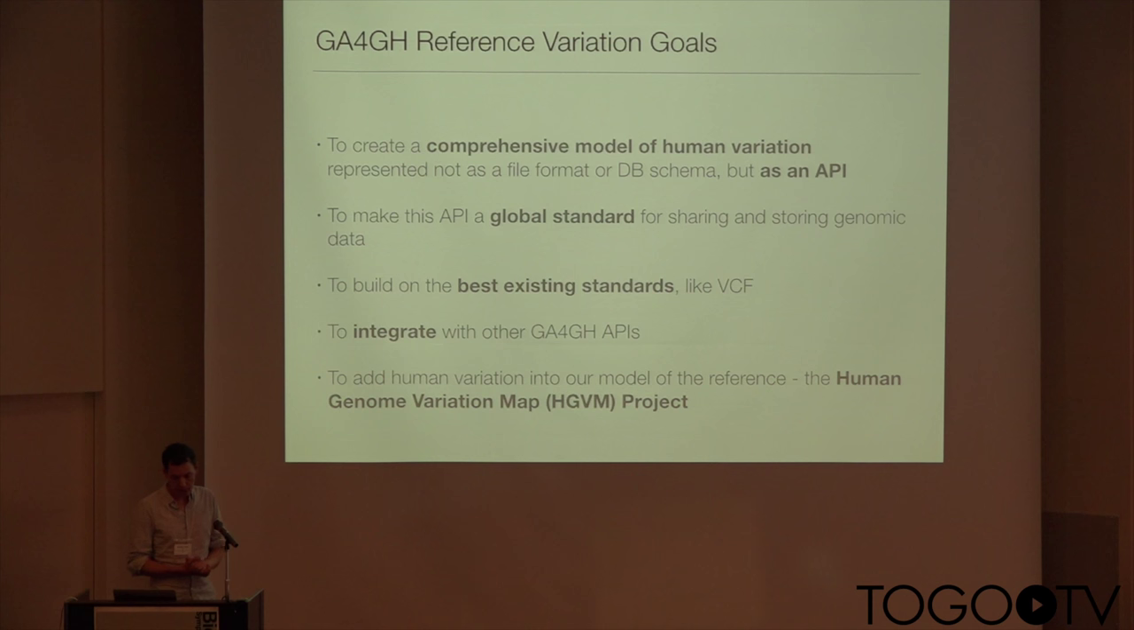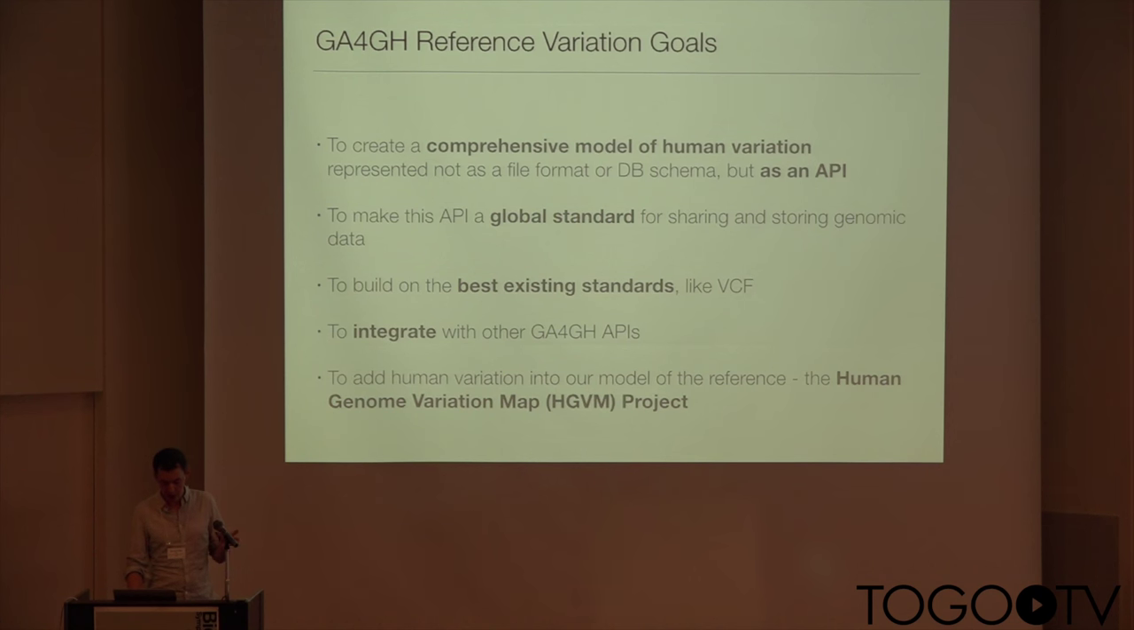So I co-chair the Reference Variation Group, and this is a microcosm of the whole GA4GH process. But I'm going to show you how this ties into the Human Genome Variation Map project. So our remit is essentially to create a model of human variation within the GA4GH APIs and turn that into some form of global standard, ultimately.